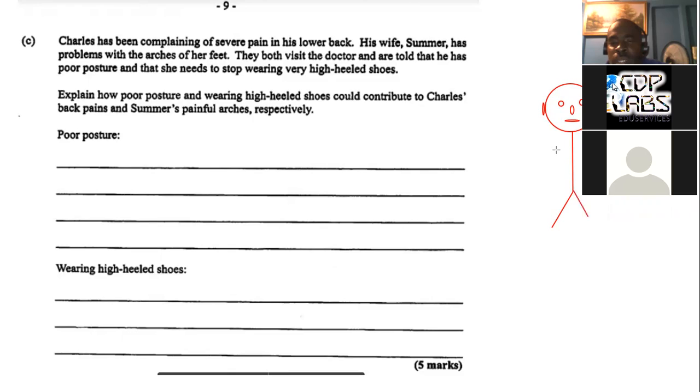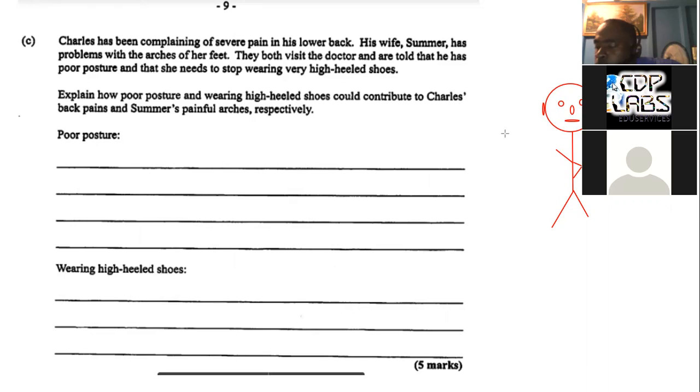Now, he's complaining about his lower back. So let us say that he's complaining about this side, lower back. Good? So you have to know where the lower back is, right? Now, touch your lower back and tell me what is down there. What is down the lower back right there?